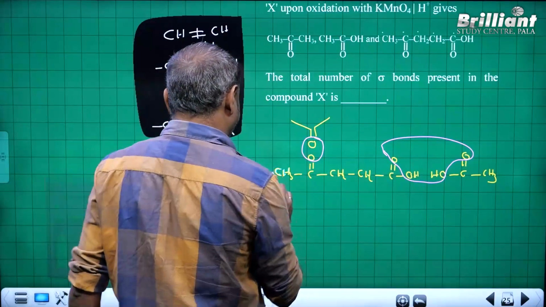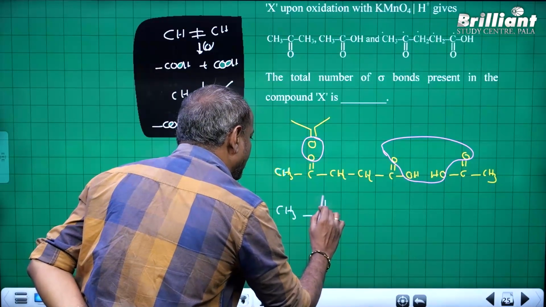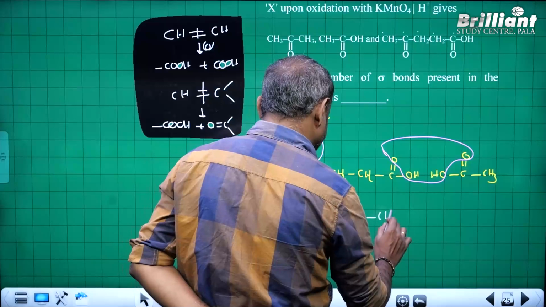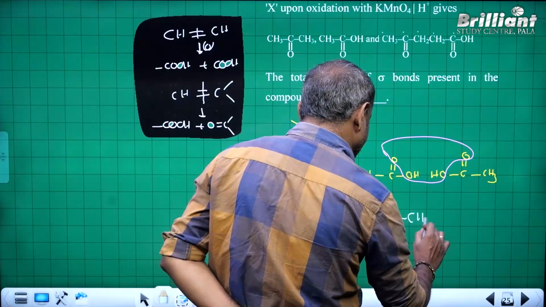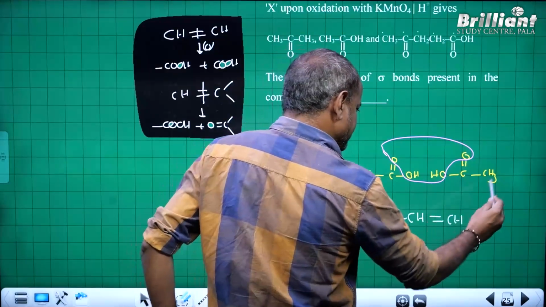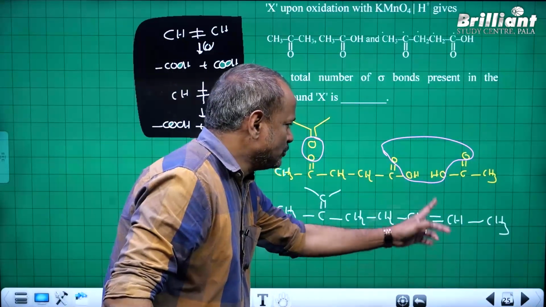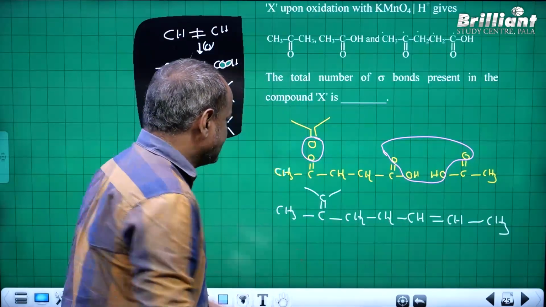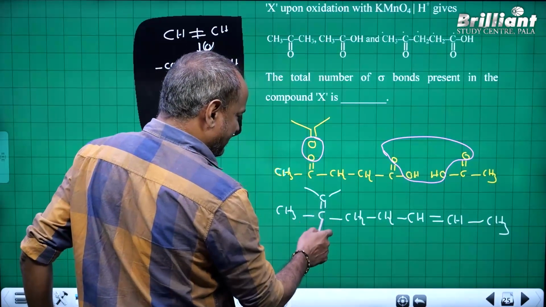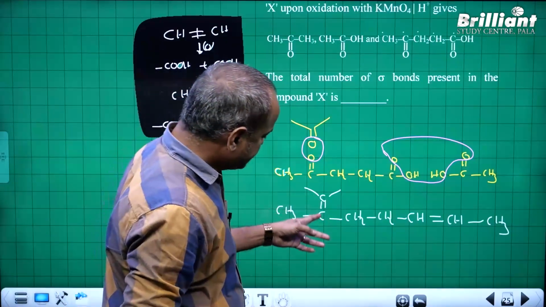That is equal to CH3 C double bond CH2 CH2. This is CH double bond CH. This is CH CH CH3, because this cleavage gives two acids. This cleavage gives ketones only, because both sides not having hydrogen. With H gives acid, without H gives ketone. So here no H, so ketones.